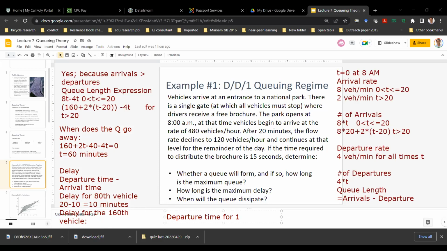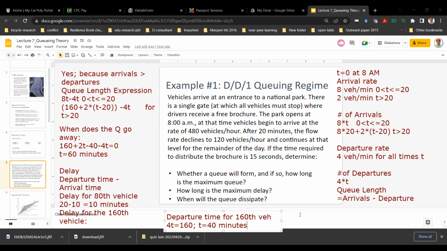For the 160th vehicle, is t equal to 40 minutes, right? Because 4 times t equals 160. So I'm going to say 4t equals 160. That means t equals 40 minutes.